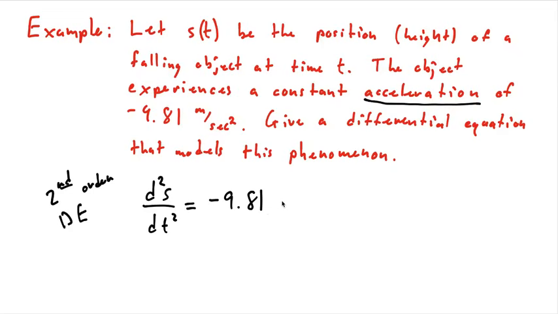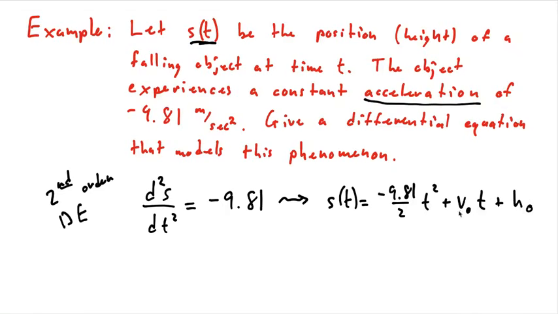And we could solve this differential equation. We won't discuss the details, but if we were to solve this differential equation, the solution is the position function. It is negative 9.81 over 2 times t squared plus v sub 0 times t plus h sub 0. V sub 0 is the initial velocity of the object, h sub 0 is the initial height of the falling object. So from this differential equation, there are methods for finding the solution. Once again, this is the differential equation. This is the solution that satisfies the differential equation.